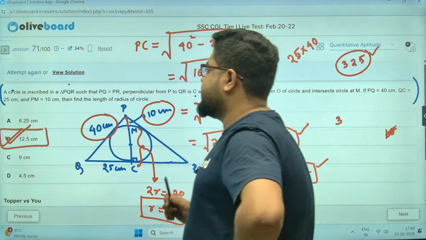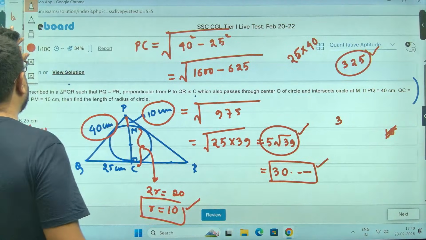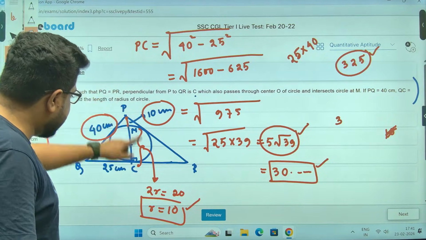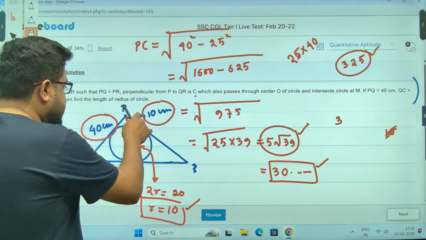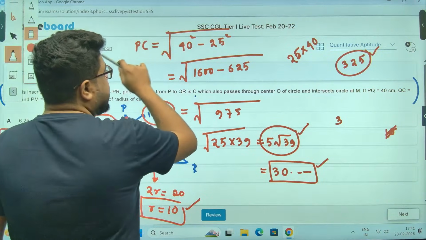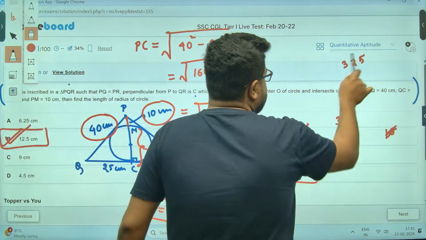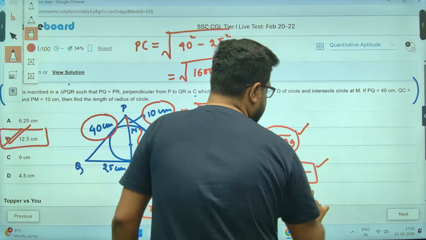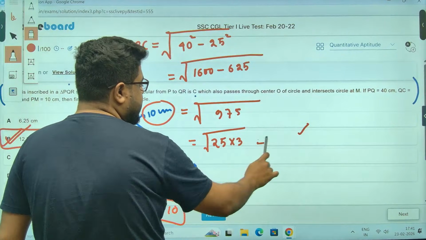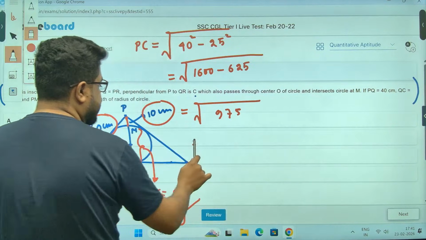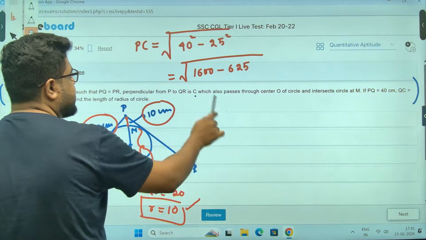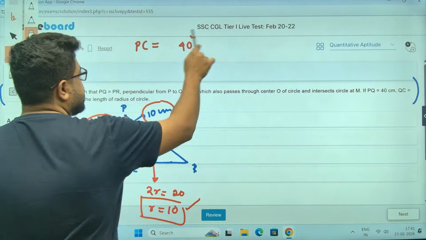Let me just say this. There is another way you can use to find the length of PC, because I can see there is a tangent secant theorem going on. We are getting such a weird value using Pythagoras, so let's use the tangent secant theorem for once.